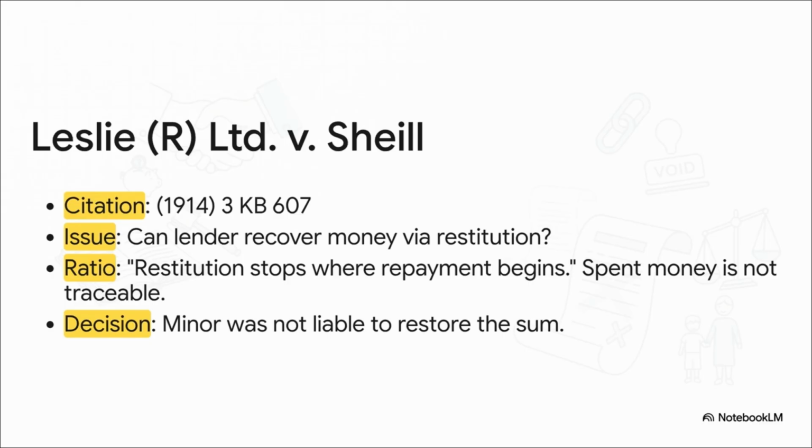Next, Leslie R. Limited versus Shiel, citation 1914, 3 King's Bench 607, a decision by Lord Sumner. The facts. A minor lied about his age to borrow £400 and spent the money. The issue. Can the lender recover the money via the doctrine of restitution? Lord Sumner delivered the famous ratio decidendi. Restitution stops where repayment begins. Since the money was spent, it was not traceable. The decision. The minor was not liable to restore the sum.